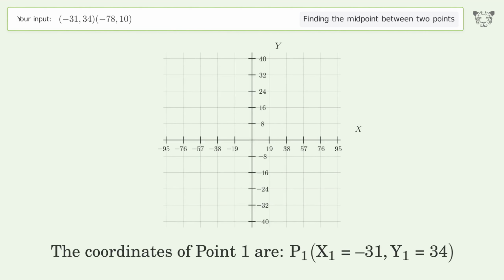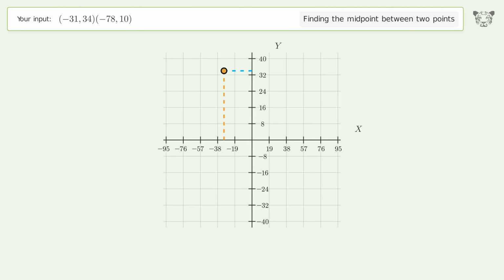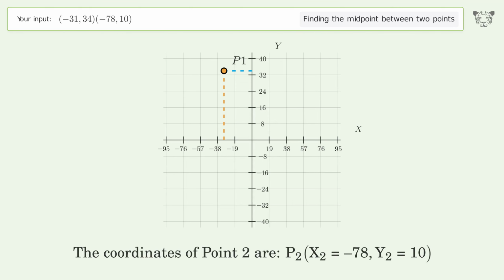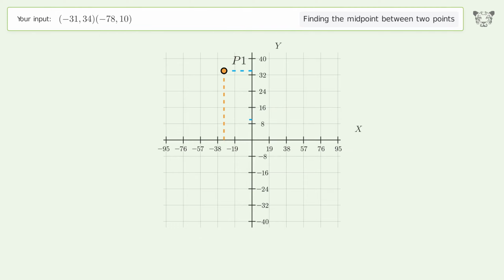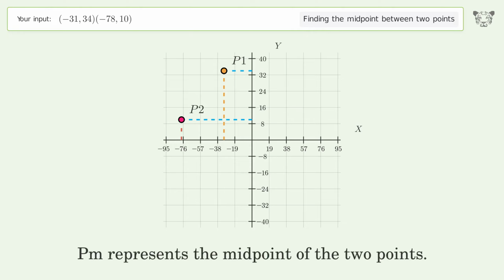The coordinates of point 1 are x1 equals negative 31, y1 equals 34. The coordinates of point 2 are x2 equals negative 78, y2 equals 10. PM represents the midpoint of the 2 points.